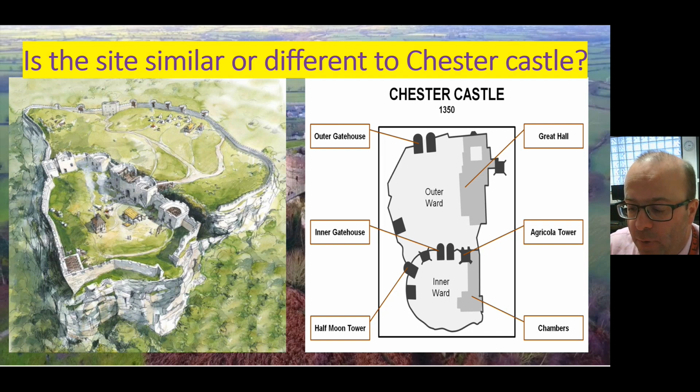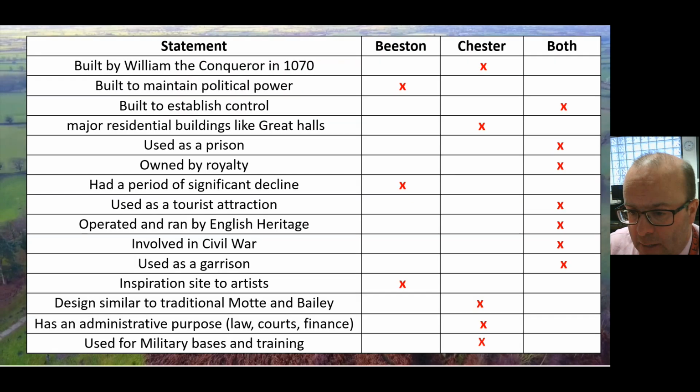So again, in your workbook, which is on Class Charts, or you should have a copy at home, there were some details and descriptions about Chester Castle for you to go away and reread. But what I've done in the summary is highlight some similarities between the two. So again, I'm not going to go through all these now, but you've got some key points. Some only apply to Beeston, some apply to Chester, some apply to both.